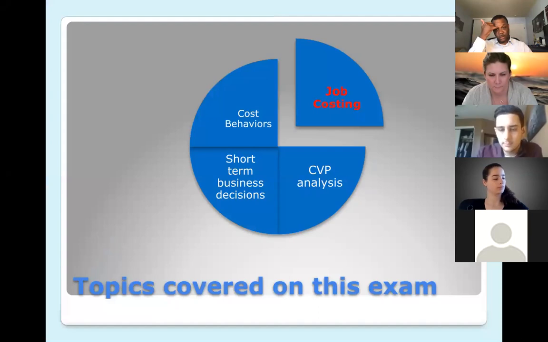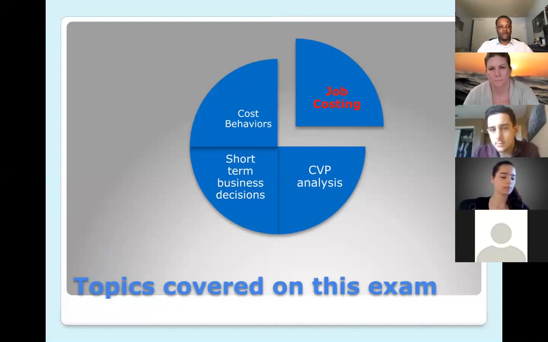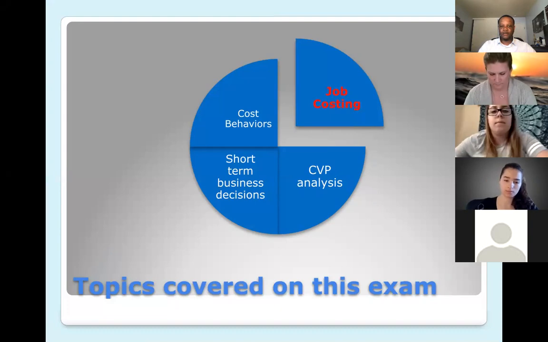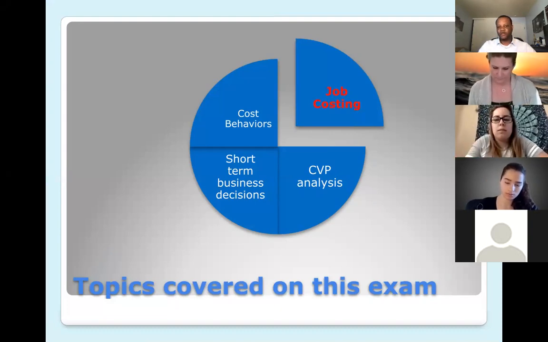All right. So we're going to cover, generally speaking, these four areas on the exam, right? The exam's chapter 3, chapter 6, 7, and 8. That's job costing, cost behaviors, short-term business decisions, and the cost volume profit analysis. This deck is on Canvas under online learning content. So you can also get the information there.